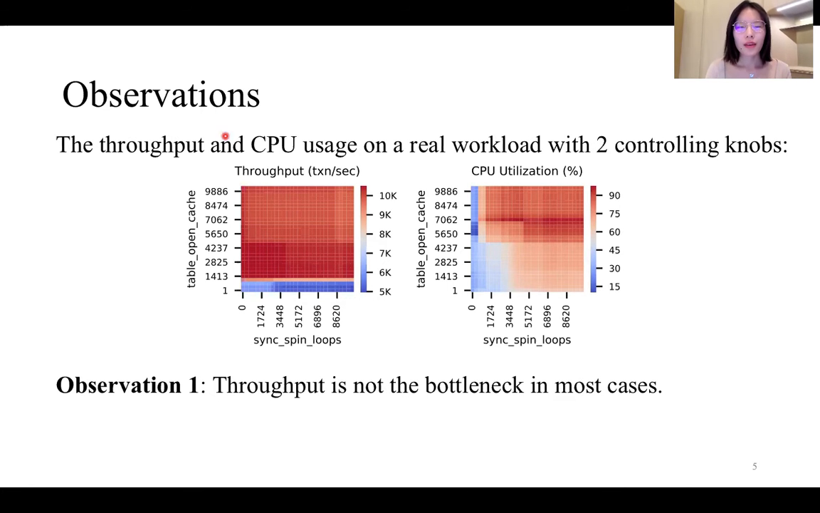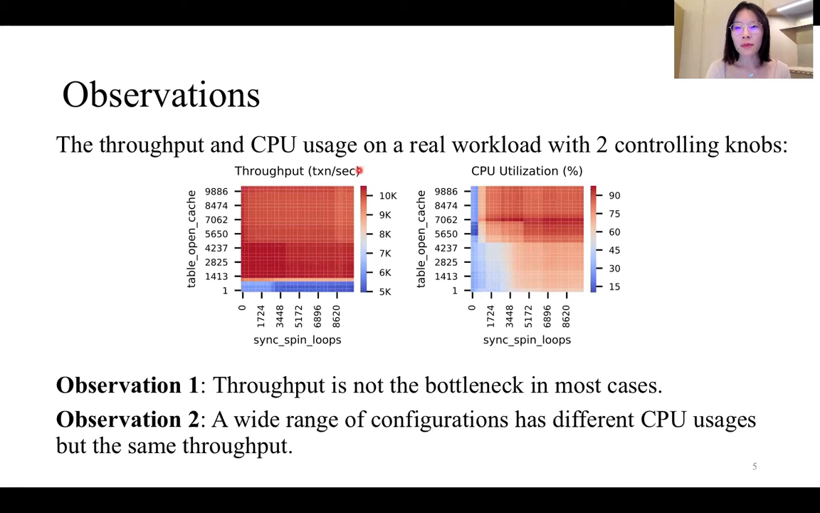Here we show the throughput and CPU usage on a real workload with two controlling knobs. We found that the throughput of a real workload is often bounded by the client-side request rate. The request rate is around 11,000 in this example and does not necessarily reach the processing capacity of the database. For the common application scenarios, squeezing more throughput from the capacity is not the goal.